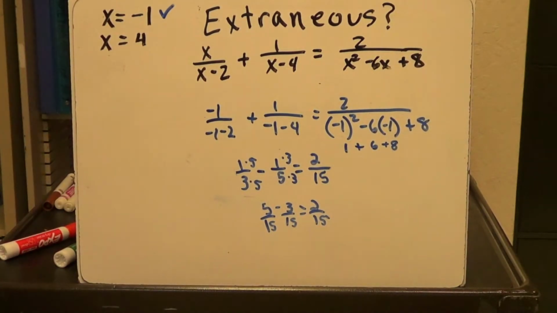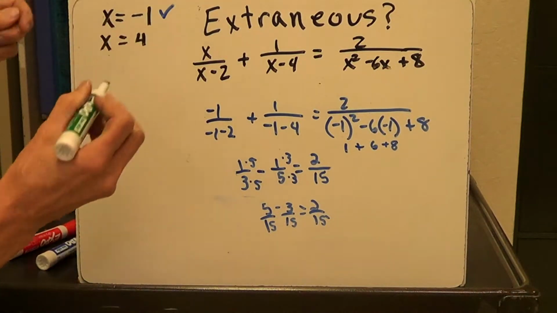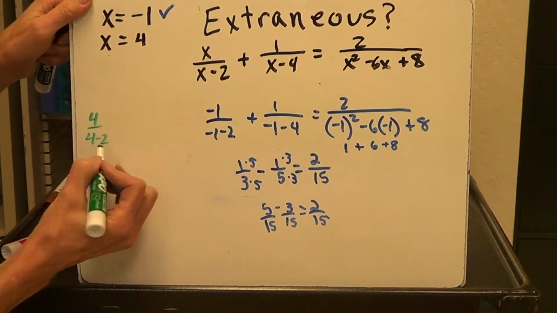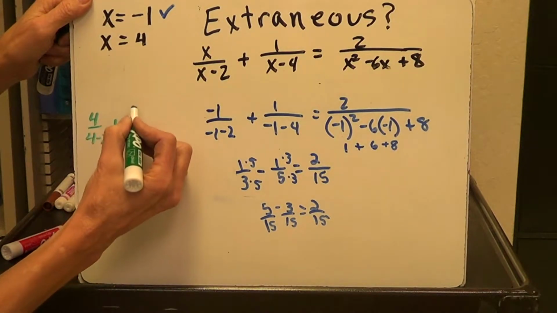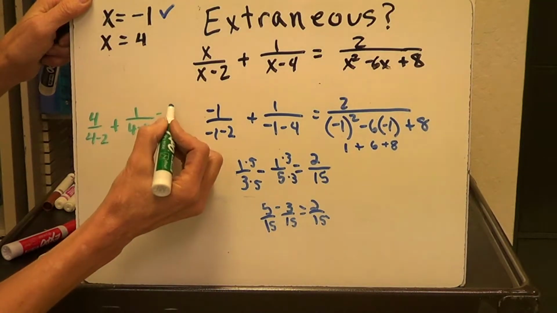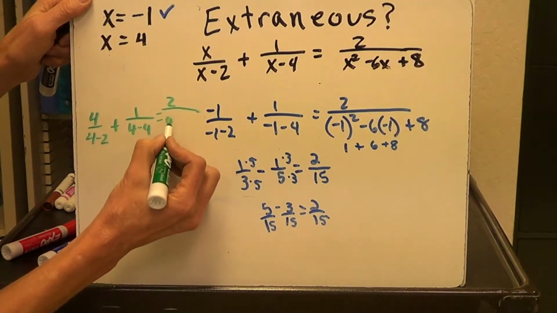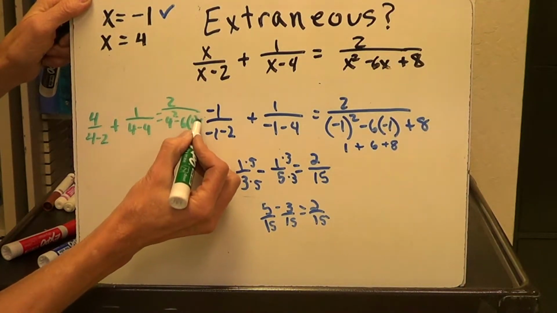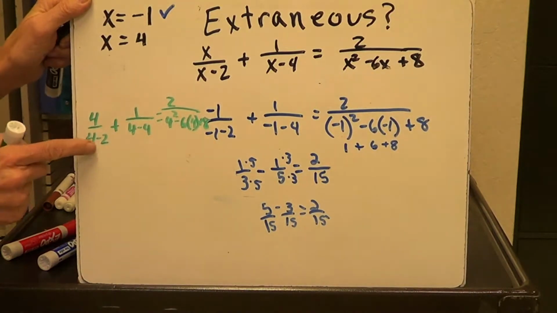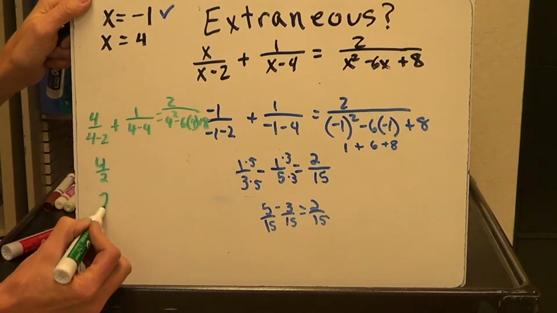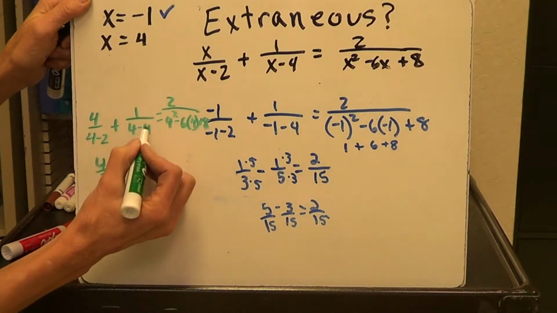Now we have to check and see if 4 is an extraneous solution. When we plug in 4, we have 4 over 4 minus 2 plus 1 over 4 minus 4 equals 2 over 4 squared minus 6 times 4 plus 8. Now, 4 minus 2 is 2, 4 over 2, that's equal to 2. Plus 4 minus 4 is 0.